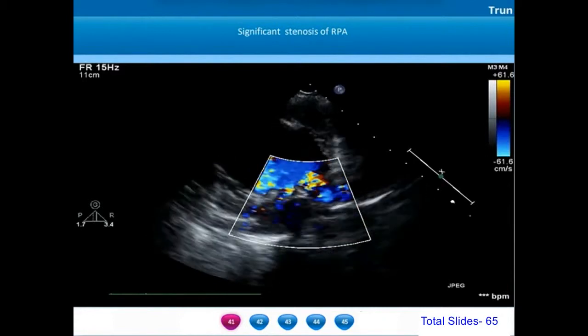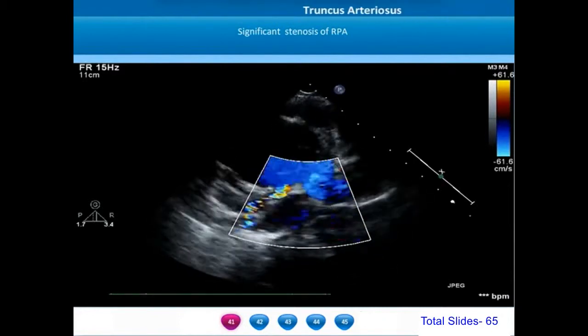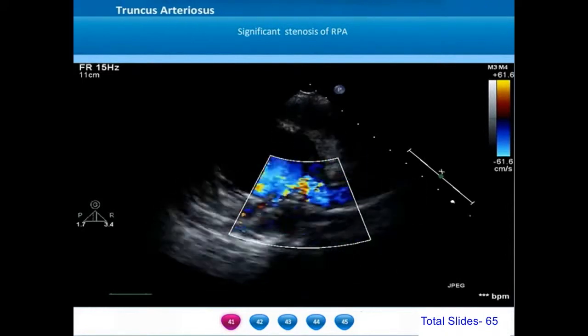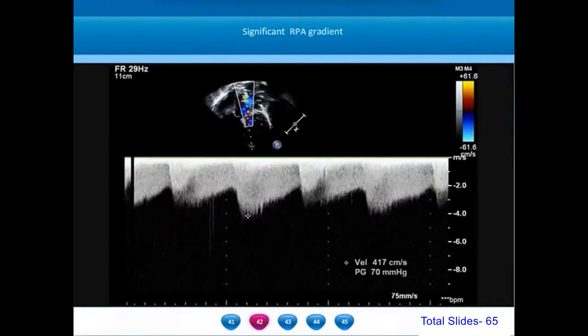On a color flow Doppler interrogation, we can appreciate a mosaic turbulence in the right pulmonary artery caused by the RPA hypoplasia. However, the left pulmonary artery is unobstructed and has got laminar flows. When we do a Doppler interrogation of flows in the right pulmonary artery, we can notice a continuous systolo-diastolic gradients with the peak systolic gradients of around 70 millimeters of mercury.